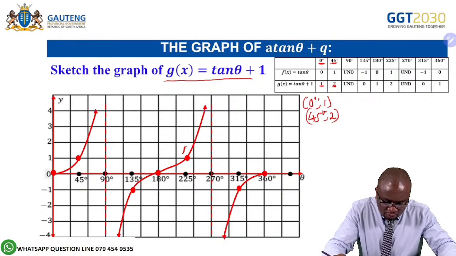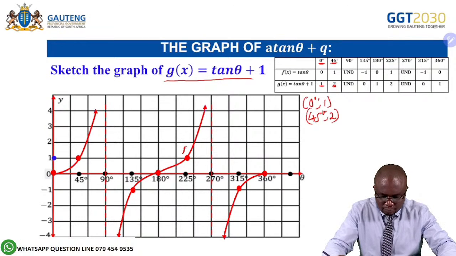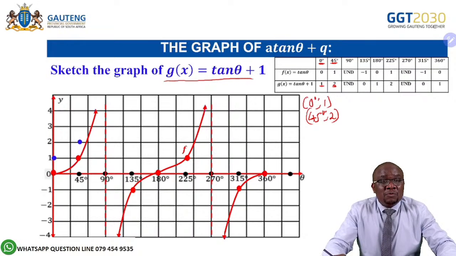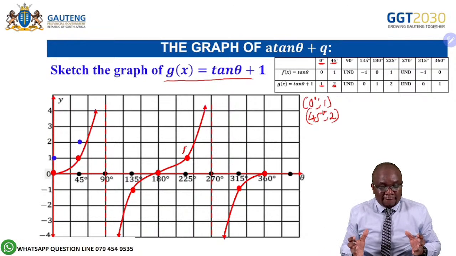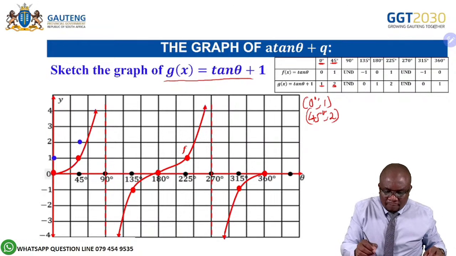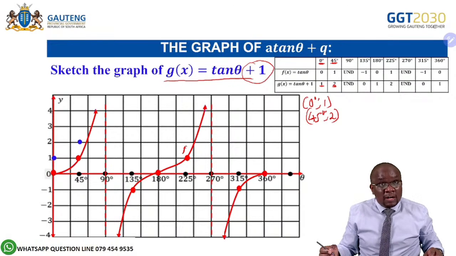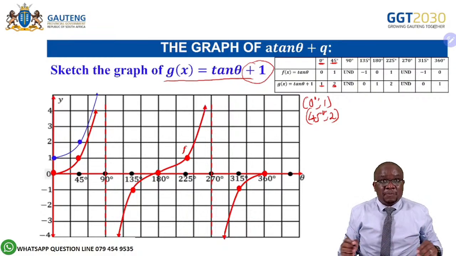So 0 and 1, the point is there. Do you see that? Did you plot it correctly? And then 45 degrees and 2 is there. And then what has happened to the parent graph here, the red graph, is that it is shifted upwards by how many units? By 1 unit. Our Q is positive 1, so it's going to go up by 1 unit. Do you see that? The graph has been shifted upwards by 1 unit.